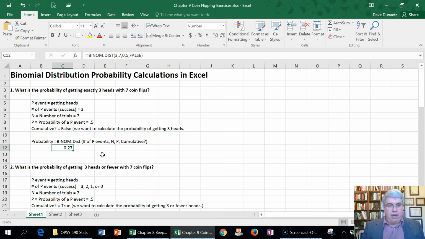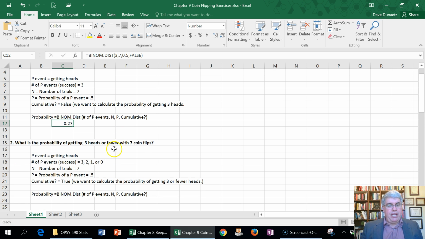Okay, now let's do another variety. What's the probability of getting 3 heads or fewer with 7 coin flips? So the P event here is getting heads, and now the number of P events that we're interested in is 3 or fewer, so that's 3, 2, 1, or 0. The number of trials is 7, and the probability of the P events is going to be 0.5. And here, the cumulative argument is going to be true. We want to calculate the probability of getting 3 or fewer heads.